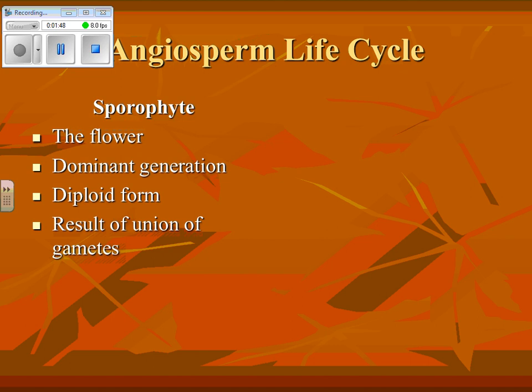And this sporophyte is the result of a union of the gametes. So that means that earlier in the life cycle there was a sperm and an egg, and when they combined, it made a zygote, which led to this sporophyte part of the life cycle.